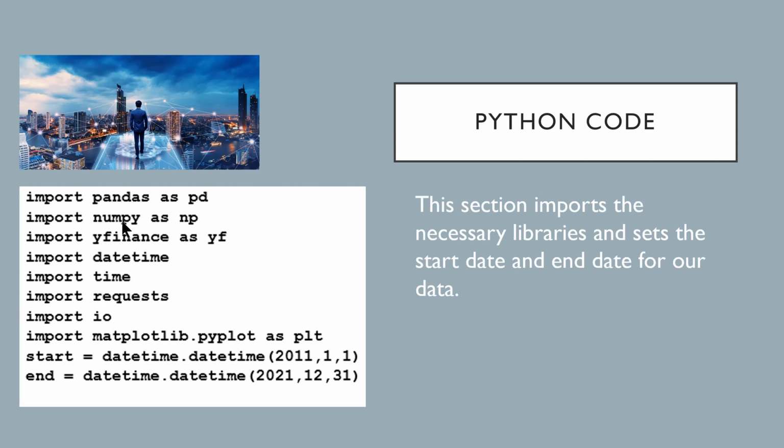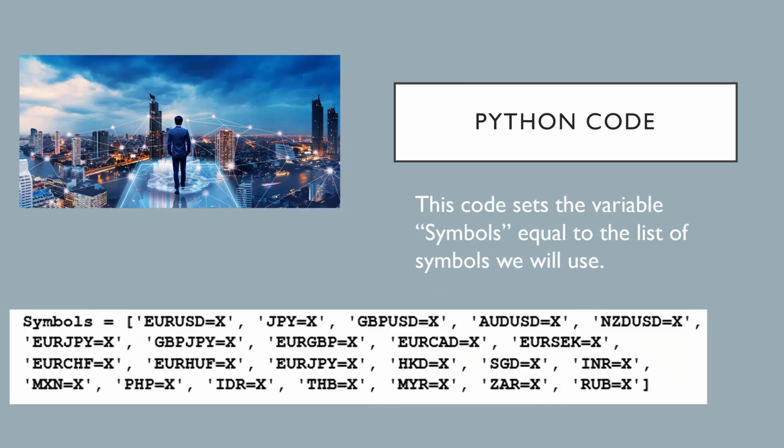Python is used, and here are the libraries that we must import. They include Pandas, NumPy, YFinance, which stands for Yahoo Finance, DateTime, Time, Requests, IO, Matplotlib for the visualizations, and then we define a start date and an end date so that we can retrieve all the prices for that range. This Python code is used to build a list, which is called symbols. Each of the foreign currency symbols is listed with single quotes around them and is separated by a comma. This list will be used later as we retrieve all of the foreign currency prices.